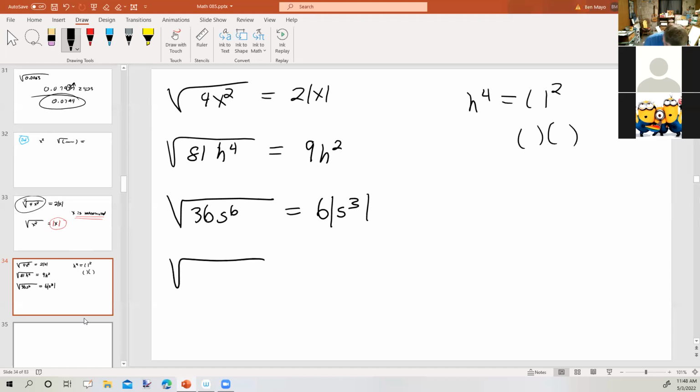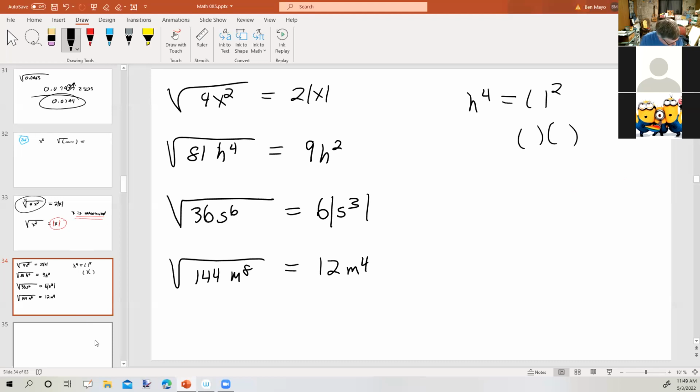All right. How about this one? The square root of 144 m to the 8th power. It's 12. Okay, 12 m to what power? The 4th. Right. Do I need absolute value bars? No. Right, because m to the 4th power wouldn't be negative, it's even. Got it. Okay, excellent.